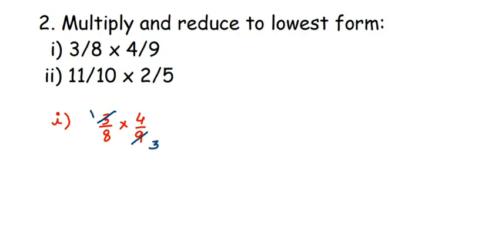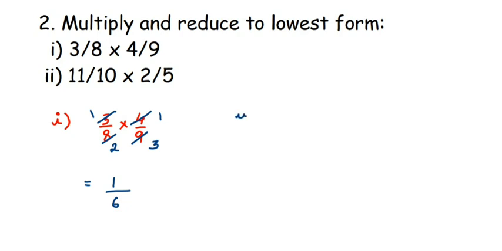Similarly, 4 and 8 I can cancel. 4 ones are 4, 4 twos are 8. So here I'm left with, in the numerator, 1, 1 ones are 1. In the denominator we have 2 and 3, so 2 threes are 6. So answer is 1 by 6. So we have reduced it. 1 by 6 cannot be reduced further, so this is the lowest form.